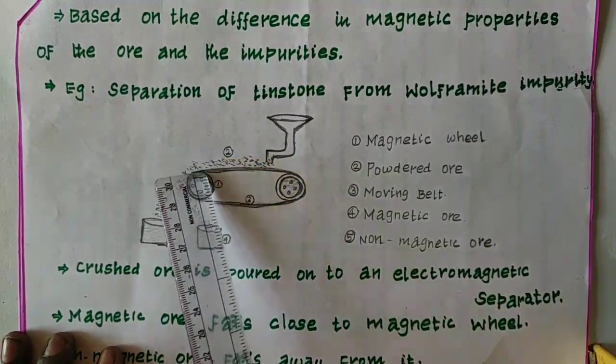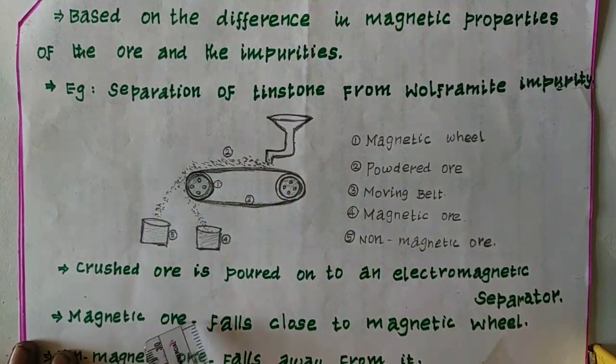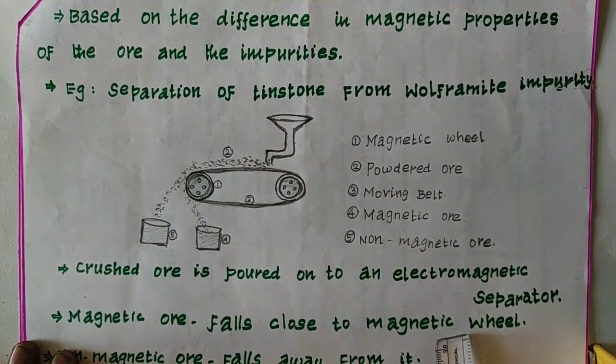Here the crushed ore is poured. Okay, now the magnetic ore falls close to the magnetic wheel.